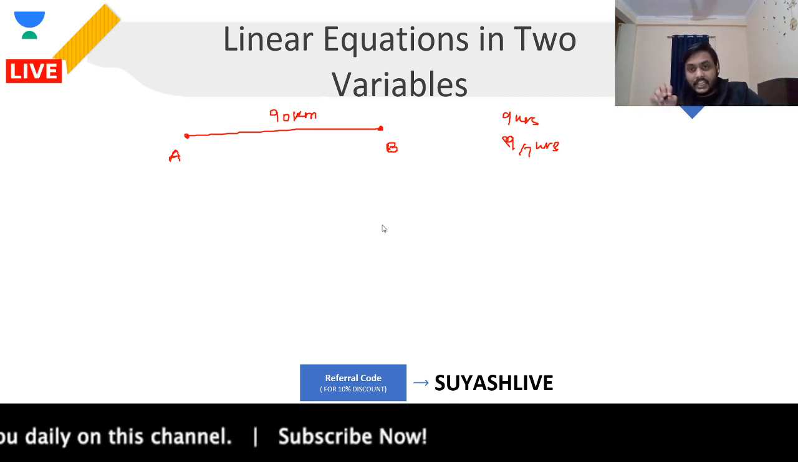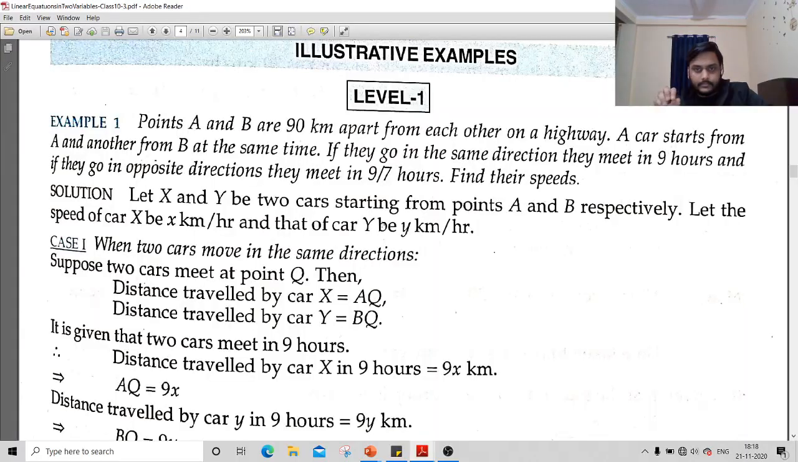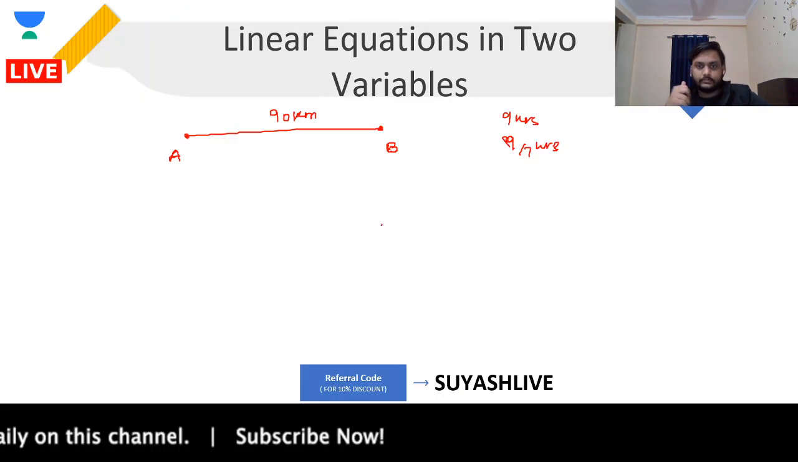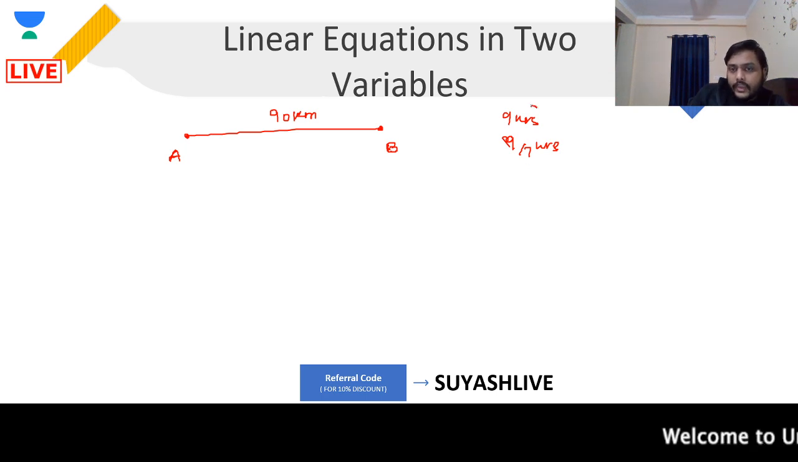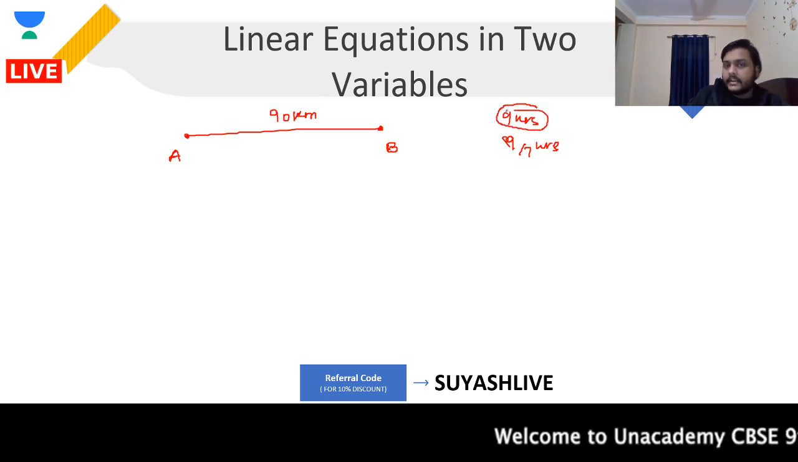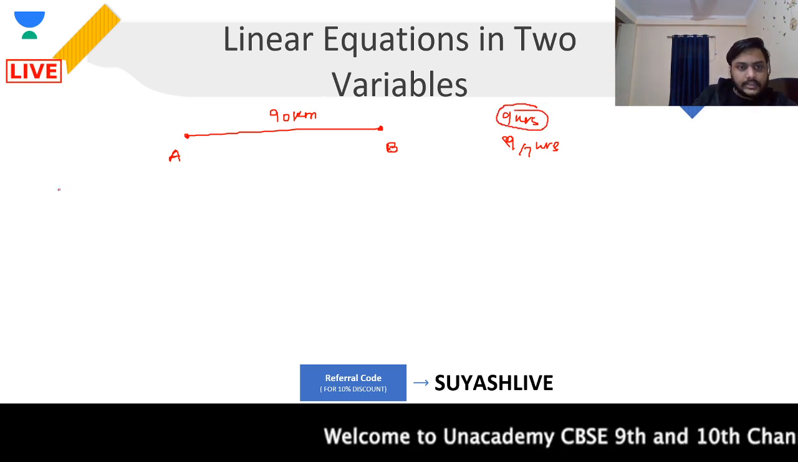When they are moving in the same direction, then they are meeting, right? Okay, cool. Now guys, when they are moving in the same direction, they are meeting in 9 hours. What does it mean? So let's talk about this as our case number 1.